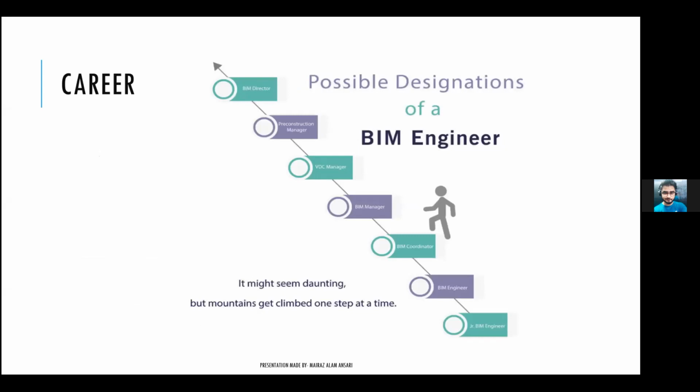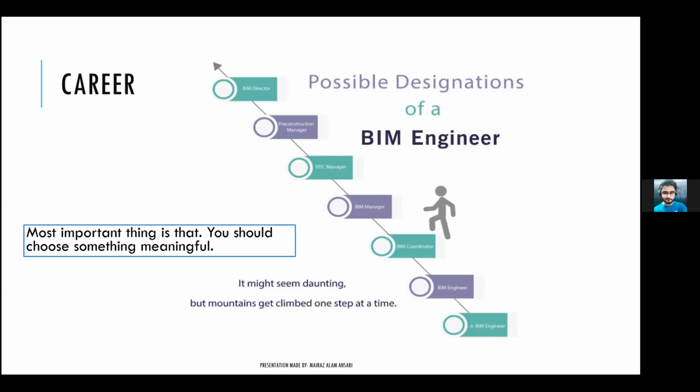As I told you, it is not just a 6 month or 1 year task. It will take time, definitely. You don't jump directly from 0 to 100. You go from 1, 2, 3, 4, 5, 6 and then 99 and 100, right? So you will be going through a phase, but definitely the growth will be more as compared to other domains, right? The most important thing is that you should choose something meaningful, what is required, and how you should pursue all those things. That is very important.